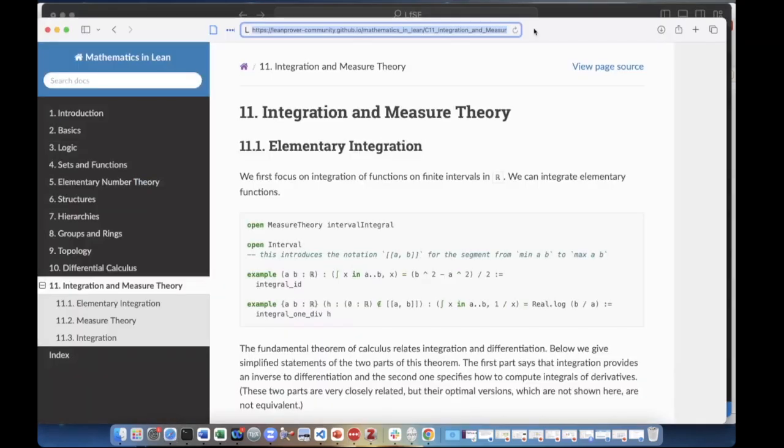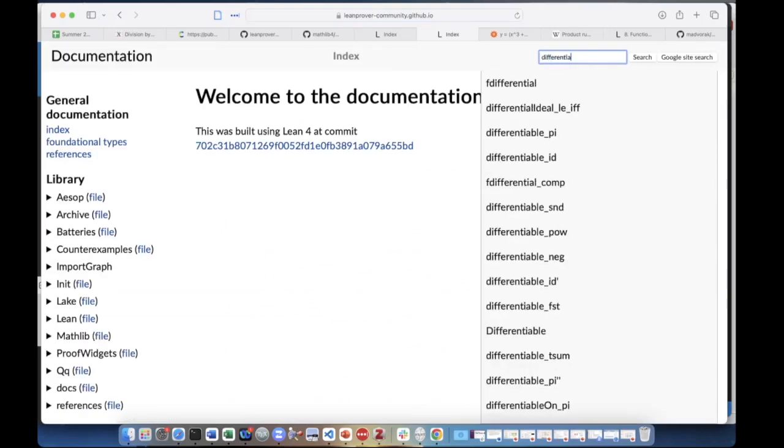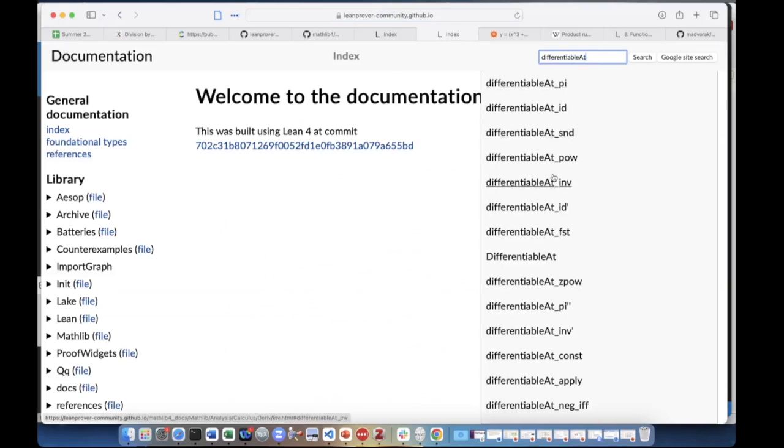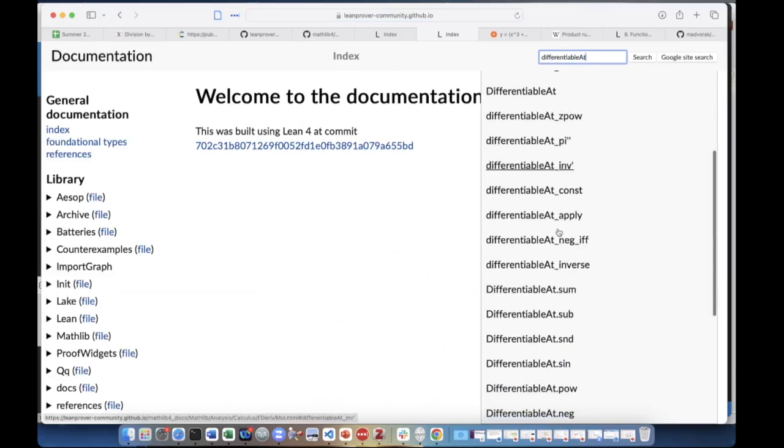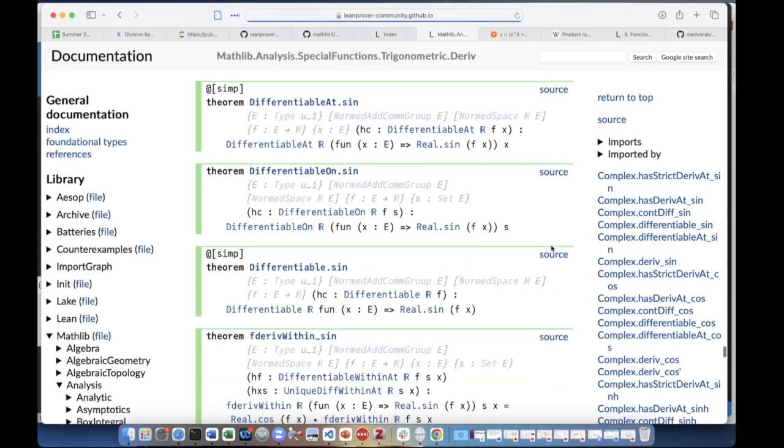Let me go and see if we can quickly search it up in the library. Differentiable at, okay, and now we have a whole bunch of functions: power, inverse, constant, apply, sum. We're looking at differentiable at dot sine. Okay, so this is a theorem, and we want to know that the function for a real valued sine function is differentiable for all real numbers. That's what this talks about. So we're just going to apply this theorem, apply differentiable at sine.